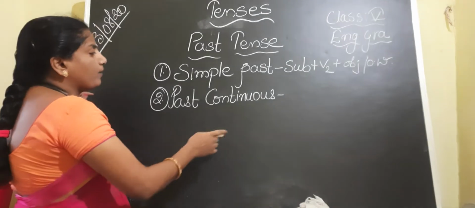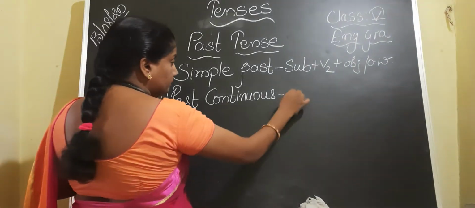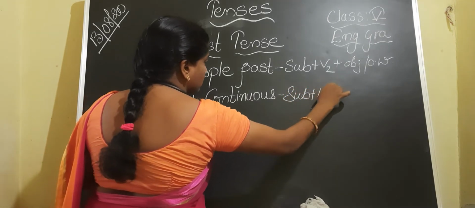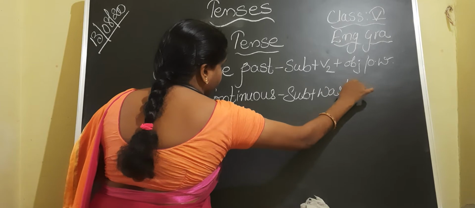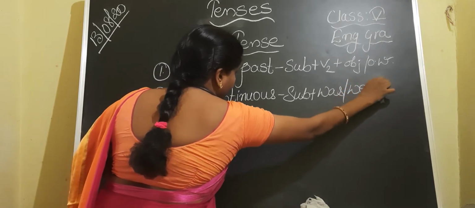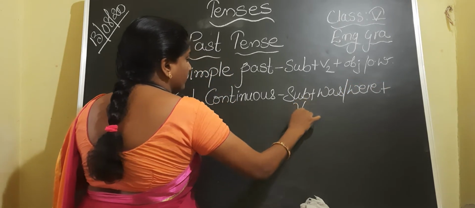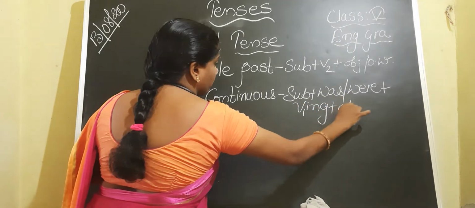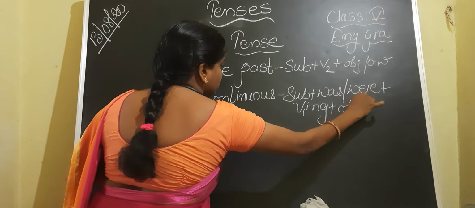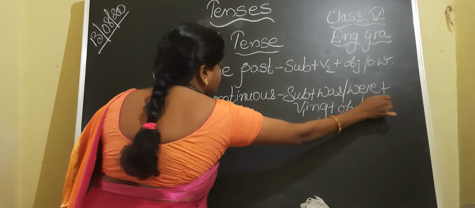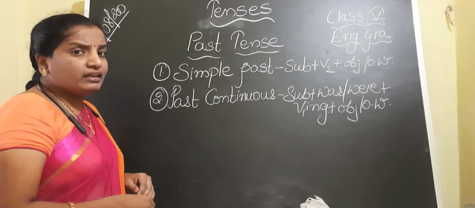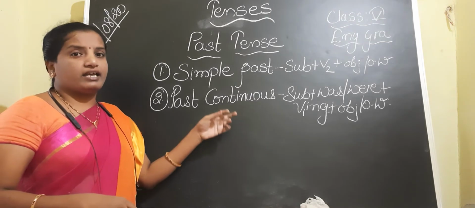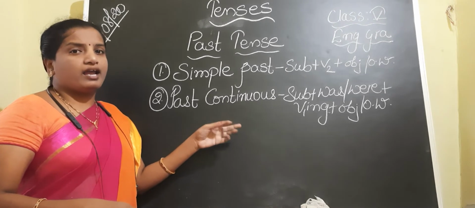To denote the past continuous, children, we will use along with the subject was or were as a helping verb and V1 with ing. As I have already explained to you, continuous tenses always take V1 with ing. Continuous tenses, children, always take V1 with ing.